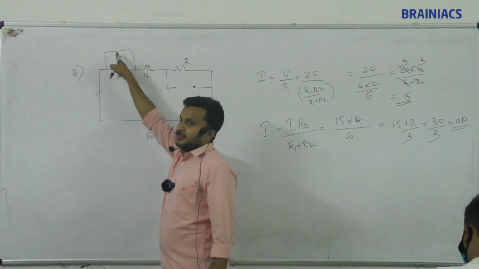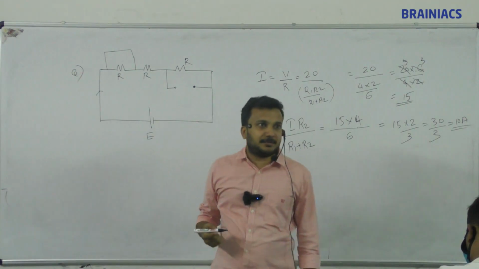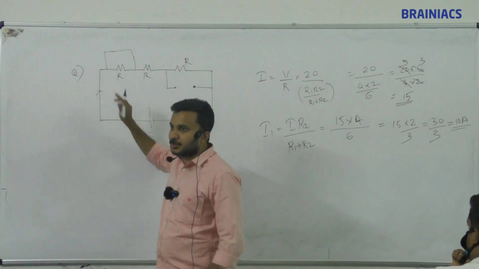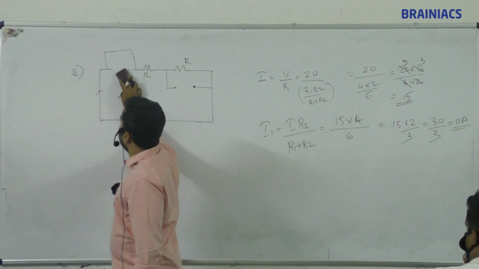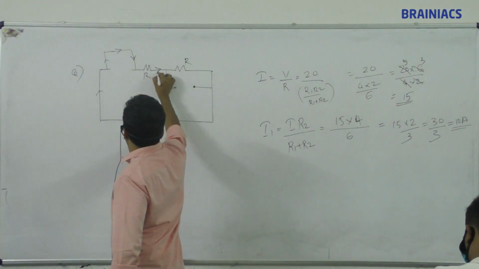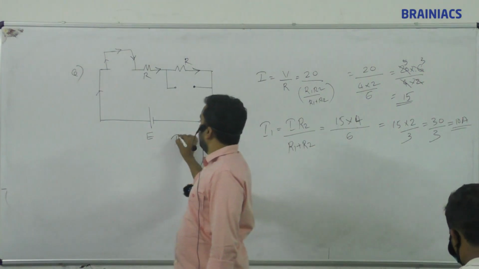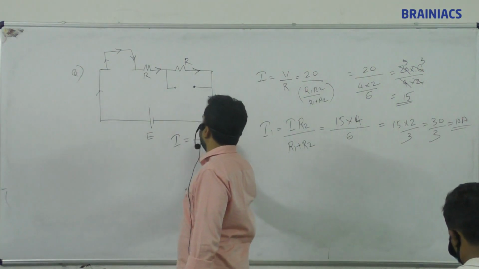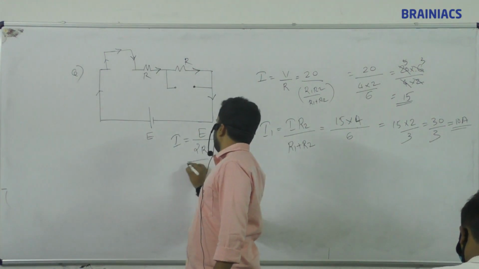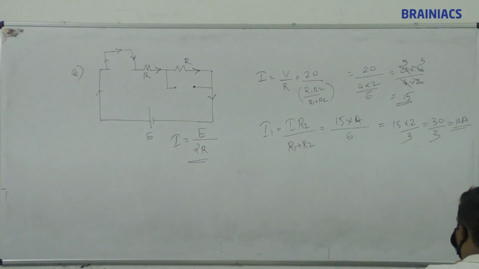So what will happen to the current? Here is resistance, here is zero resistance. Current will always choose the zero resistance path. Here there is resistance, so current will never go. So the current goes up and comes around like this. Current is equal to voltage by resistance. E divided by 2 resistances in series connection. E by 2R is the right answer.